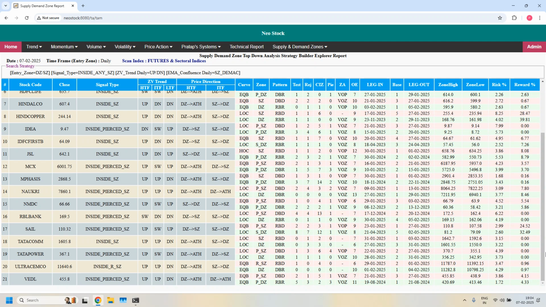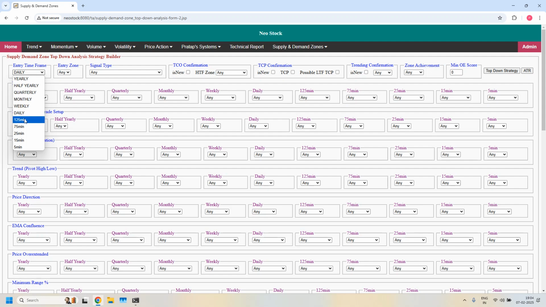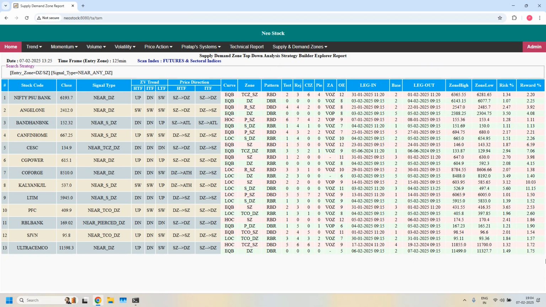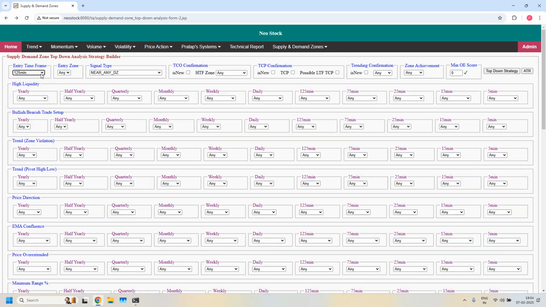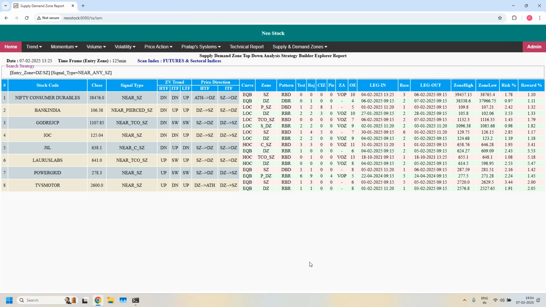Price closed inside the daily supply zone, and these daily supply zones are having daily EMA Confluence. So this is about daily time frame. Next time frame is 125 minutes. Stocks near 125 minutes demand zone, we got 13 stocks. Next, 125 minutes time frame, stocks near 125 minutes supply zone. We got 8 stocks.